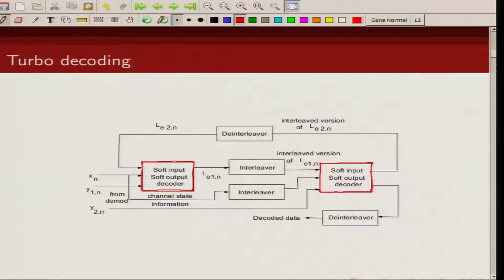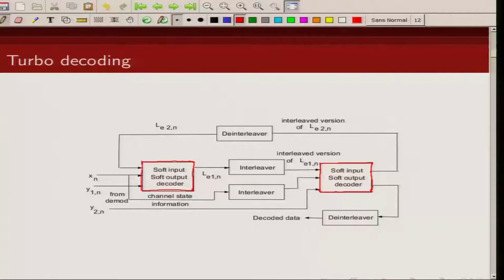Now note I have written soft input, soft output decoder. Now what do I mean by soft input, soft output decoder? The input that this decoder receives are the real channel received values. These are not quantized to zeros or ones, as opposed to getting zeros and ones in case of a hard quantized decoder. Here we are getting the noisy received sequence directly from the channel, and that is what we are calling soft input bits.